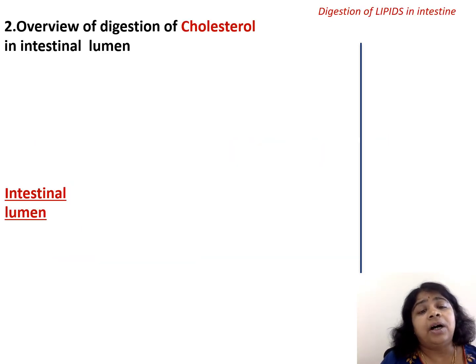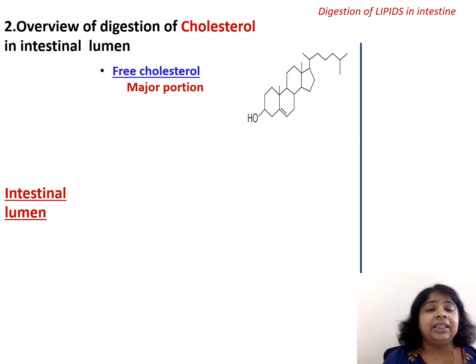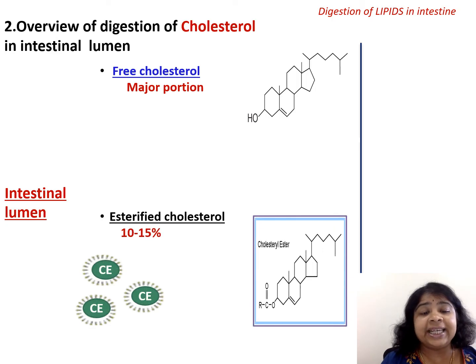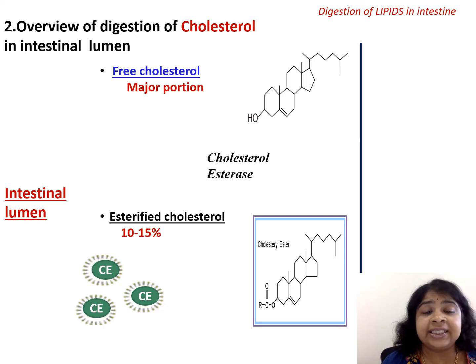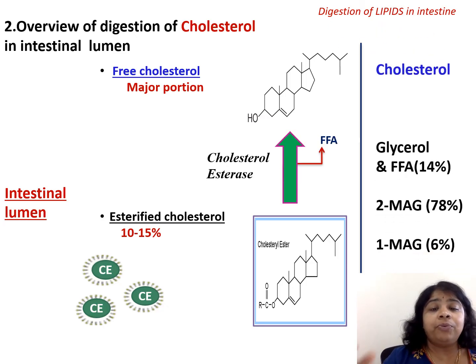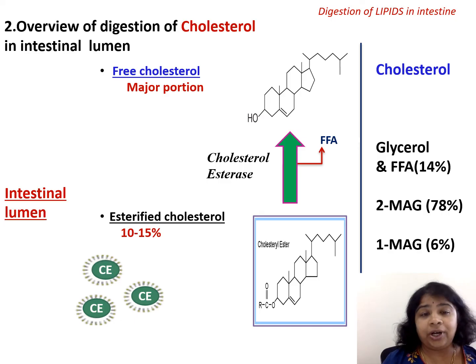Coming to digestion of cholesterol esters. Free cholesterol generally has a hydroxyl group, and this hydroxyl group gets esterified to a fatty acid to form cholesterol esters. We need an enzyme called cholesterol esterase, which will hydrolyze the cholesterol ester and release a free fatty acid and cholesterol. So now the intestinal lumen is going to have free fatty acid and cholesterol as well.